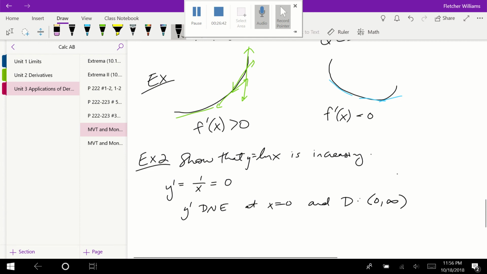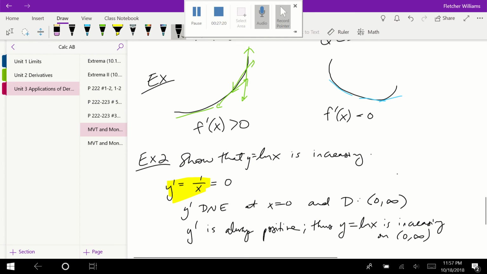So then you can look and see, well, since the domain is all positive numbers, and since the derivative is just 1 over x, well, then the derivative is always positive. Okay, and thus y equals ln x is increasing on 0 to infinity.